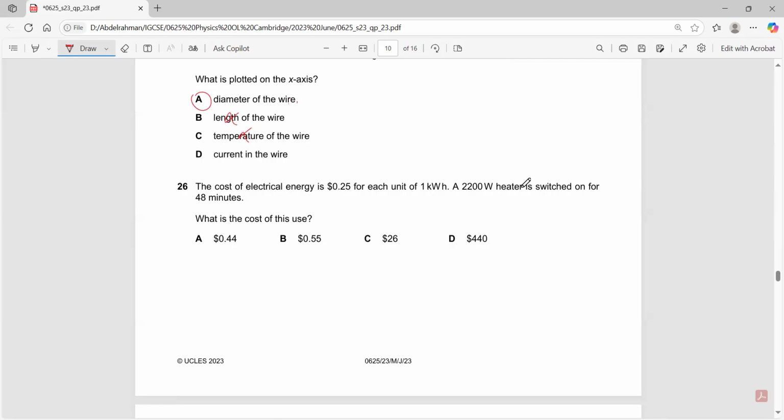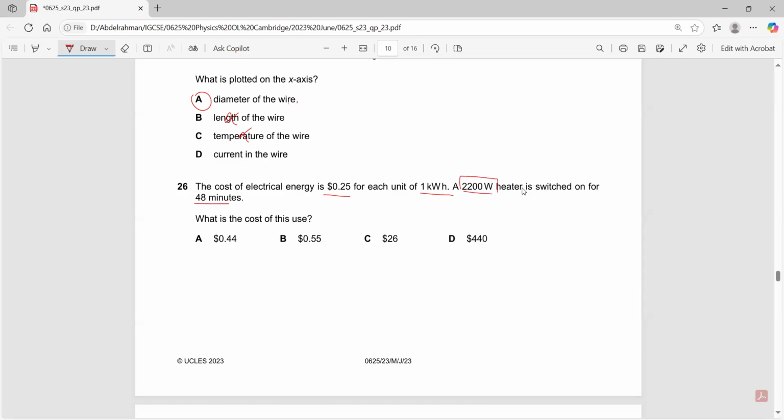The cost of electrical energy is $0.25 for each unit of 1 kilowatt hour. A 2200 watt heater is switched on for 48 minutes. What is the cost of this use? First of all, I need to find the amount of energy used, right? The amount of energy used would be in kilowatt hours.